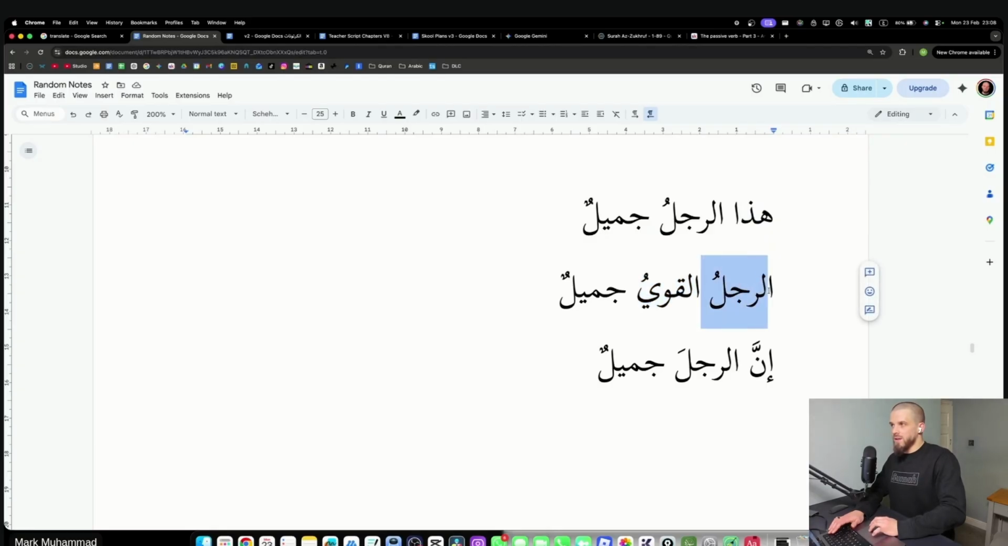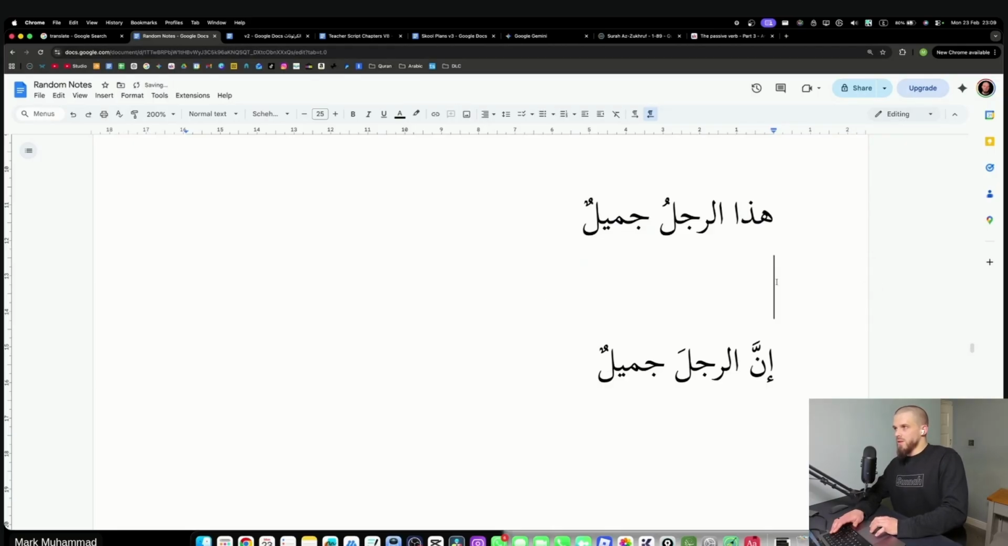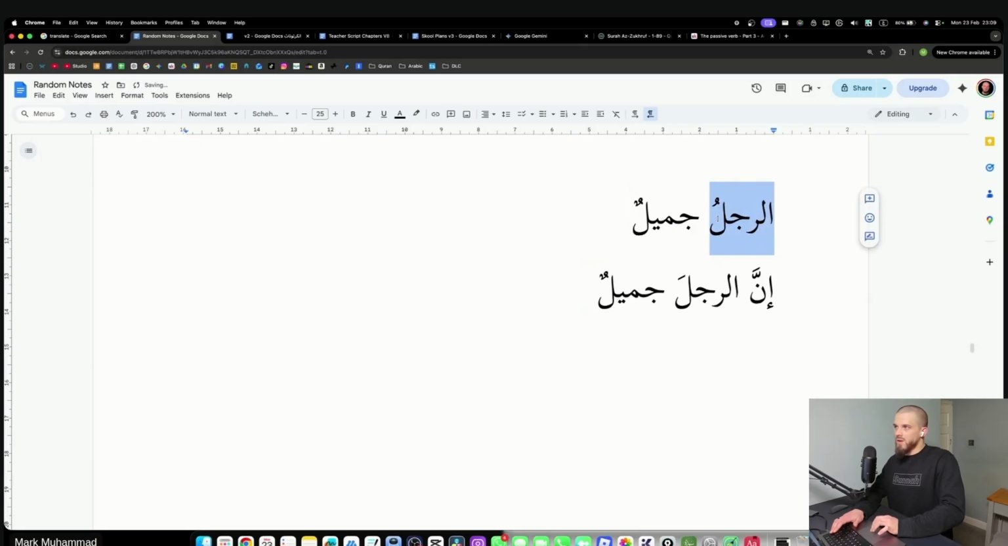Because if I delete the mubtada and we have only this left, it's a weird sentence. Like "the strong is beautiful." It doesn't really make sense, right? Okay, so let's make it simple and delete hadha altogether. Then we have ar-rajulu jamil. So ar-rajulu is the mubtada and jamilun is the khabar. We can also say هذا جميل. So here's the mubtada and here's the khabar.